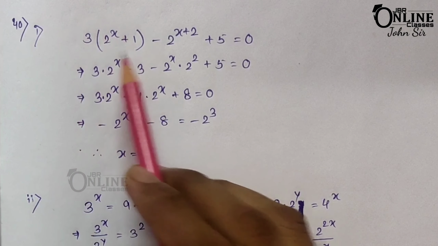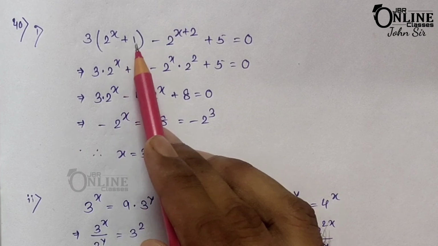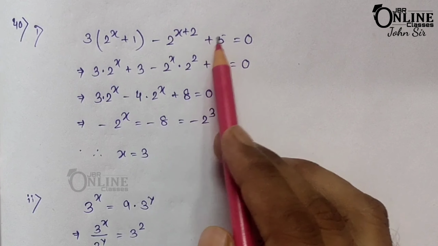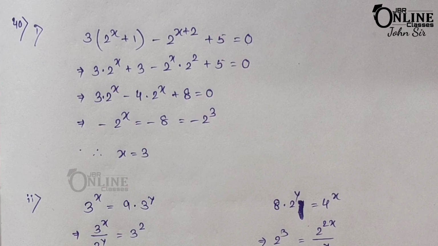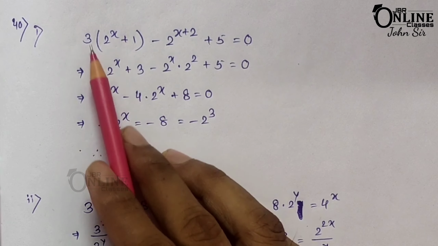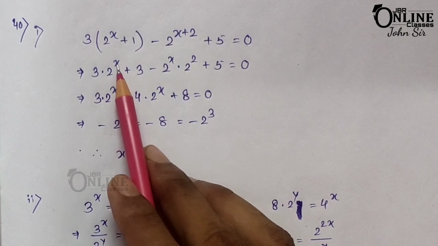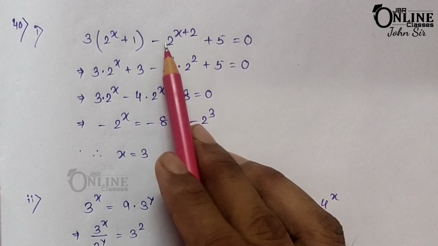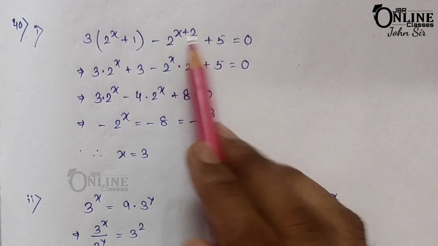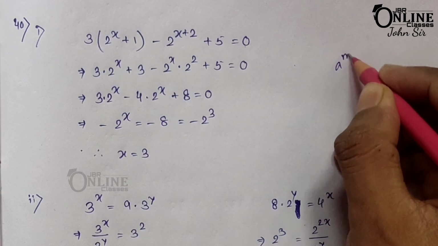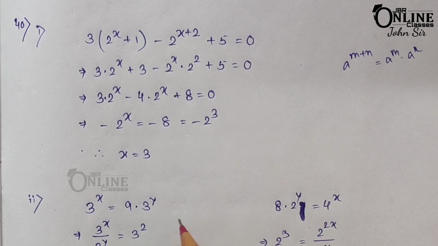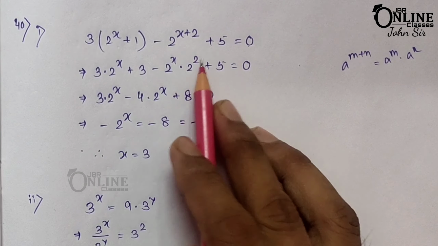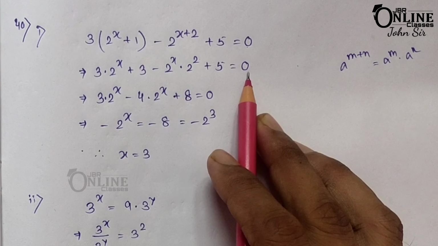So now 41. 3 into 2 to the power x plus 1 minus 2 to the power x plus 2 plus 5 equals 0. Now you have to find the value of x. First you have to multiply 3 with this one. So 3 into 2 to the power x, 3 into 1, 3. Here minus. Now just separate this one, as you know a to the power m plus n means a to the power m into a to the power n. So here 2 to the power x into 2 to the power 2, plus 5 equals 0.